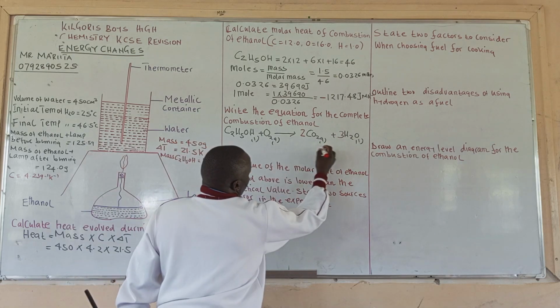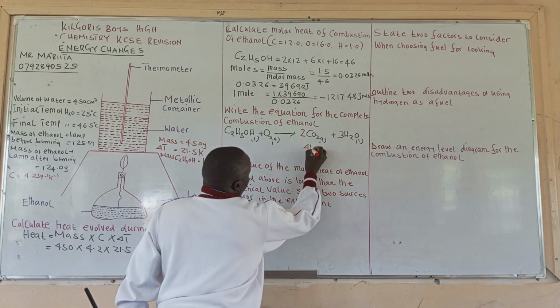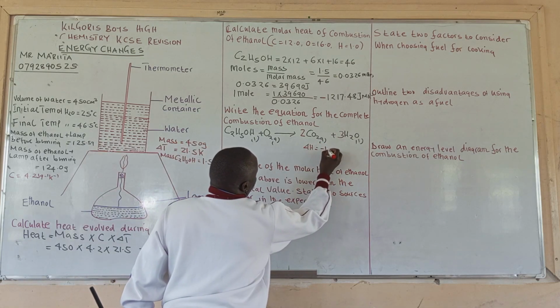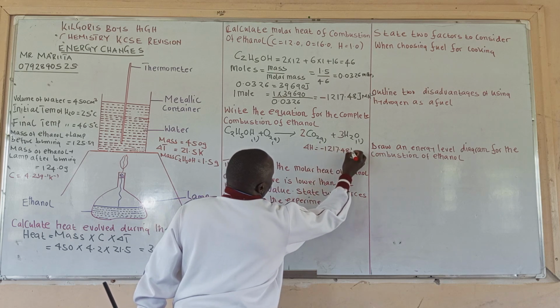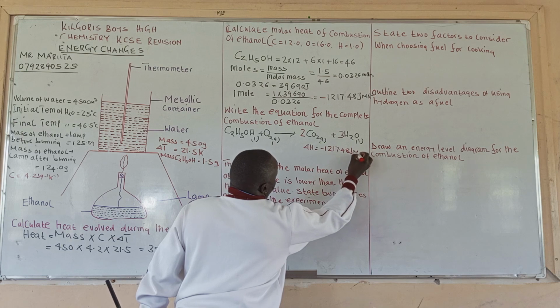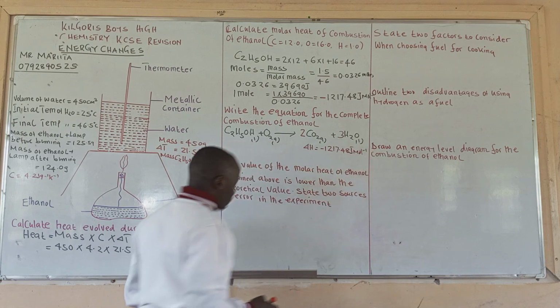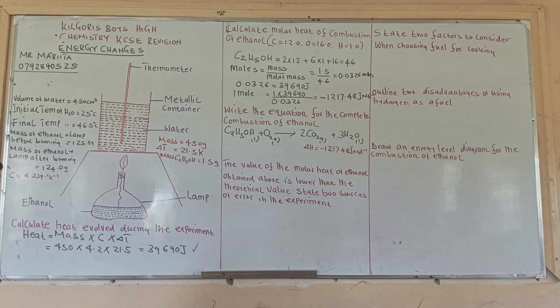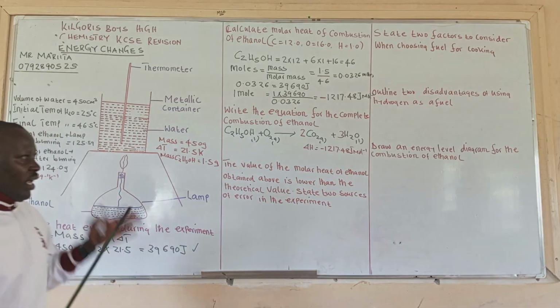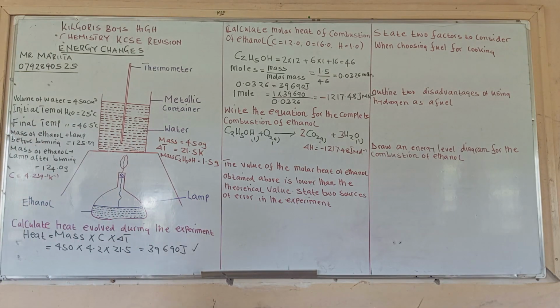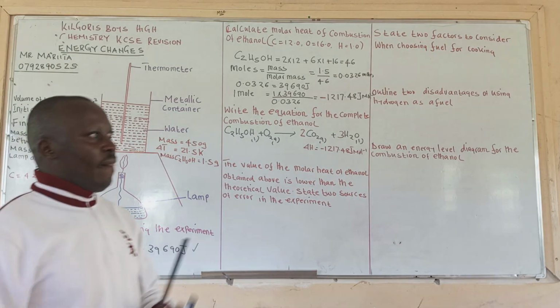Then at the end, you should indicate that the heat produced is negative, in this case 12,17.48 joules per mole. That is how you write the complete combustion of ethanol. In this case, you need to understand that any compound that contains carbon and hydrogen, when burned in oxygen, produces CO2 and water.